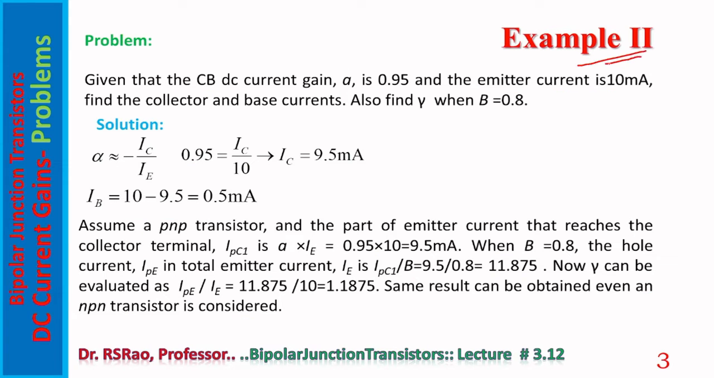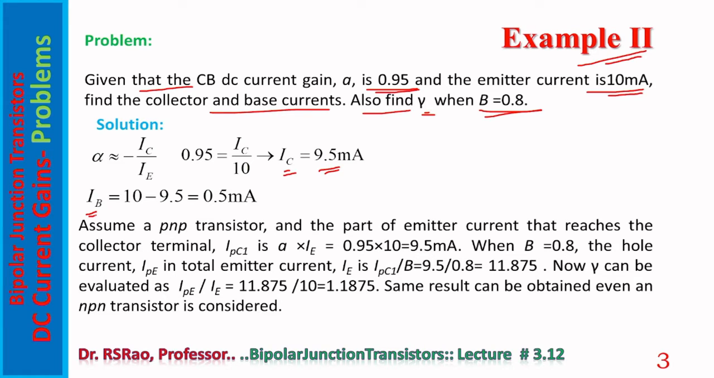Another problem, example 2. Given that alpha is 0.95 and emitter current is 10 milliamperes, find collector and base currents. Also find gamma when B, base transport factor, is 0.8. Alpha is given, it is 0.95. Alpha is approximately IC by IE. So 0.95 is equal to IC by IE. IE is given as 10 milliamperes. So it gives IC as 9.5 milliamperes.